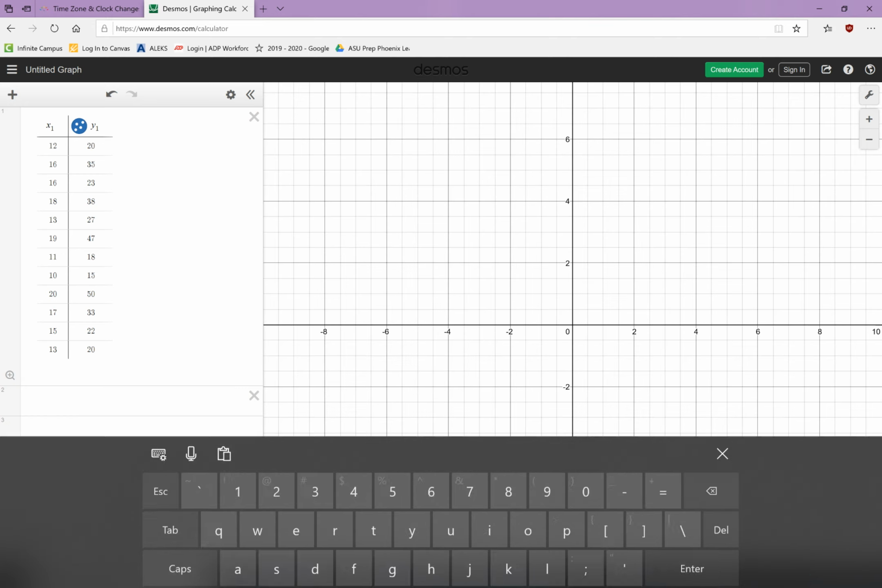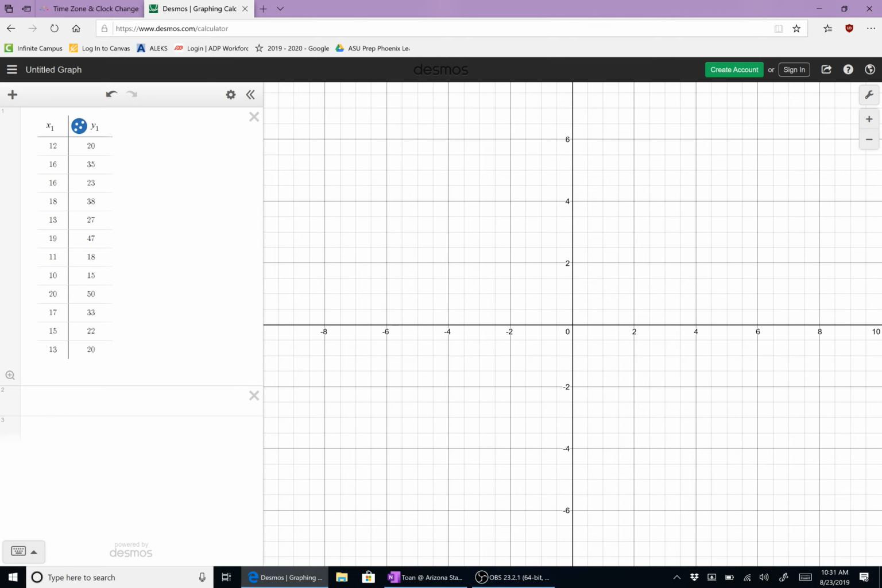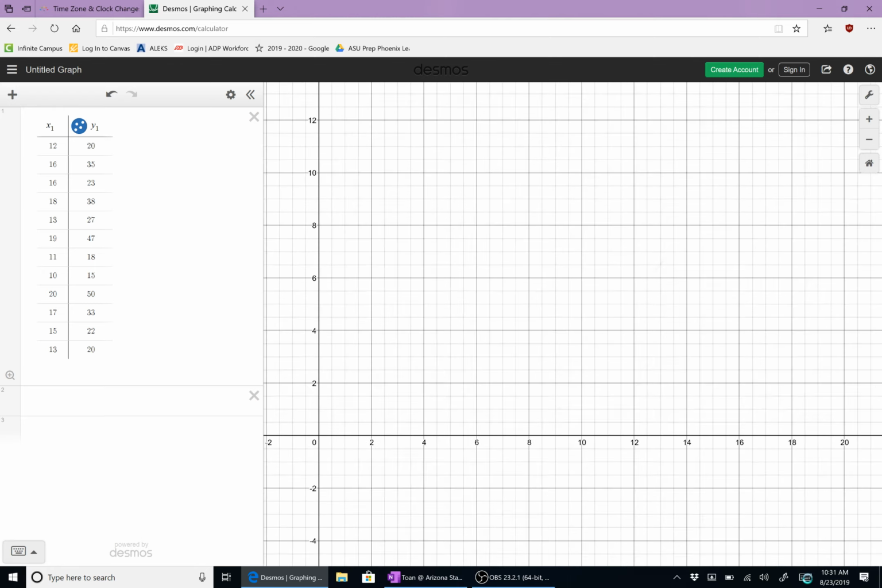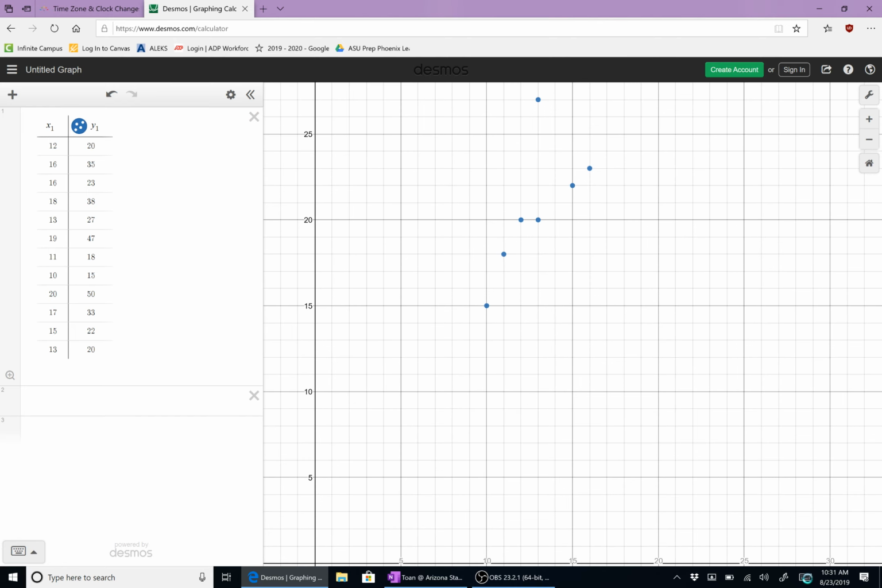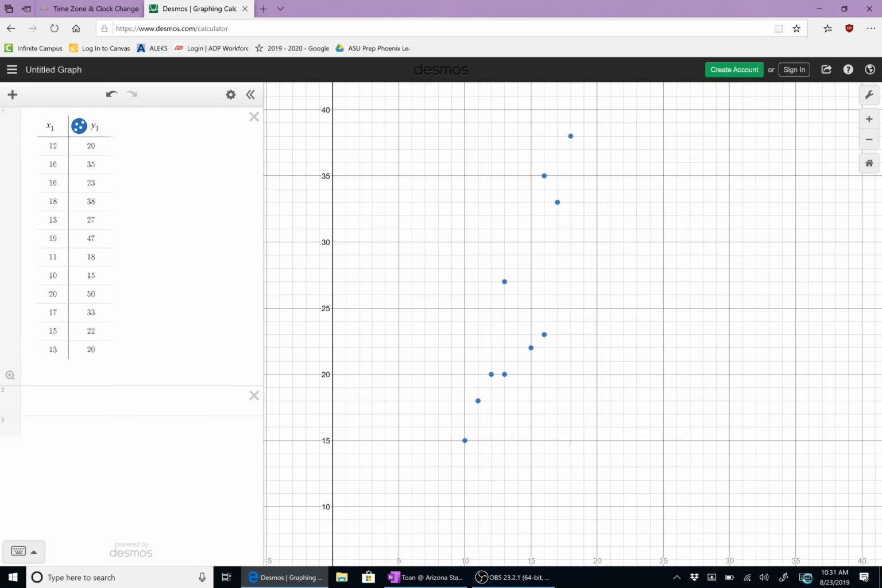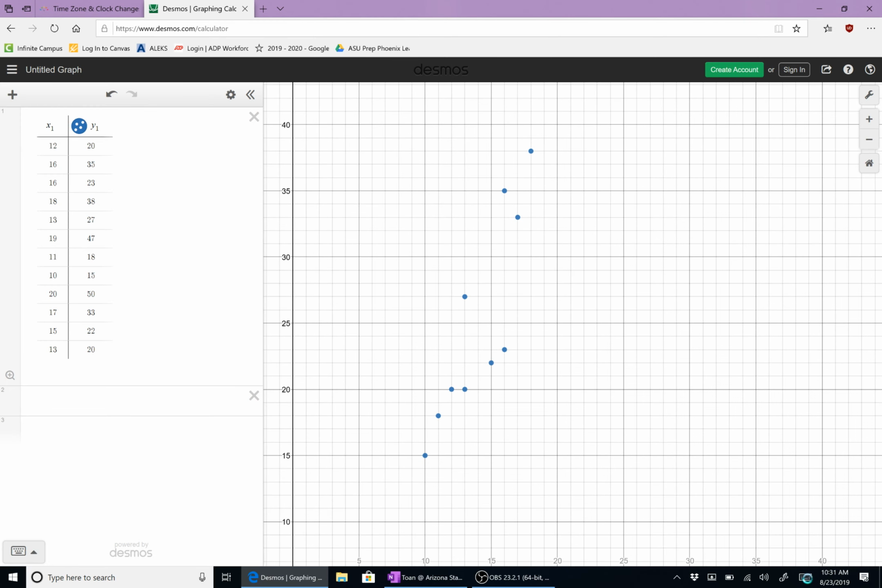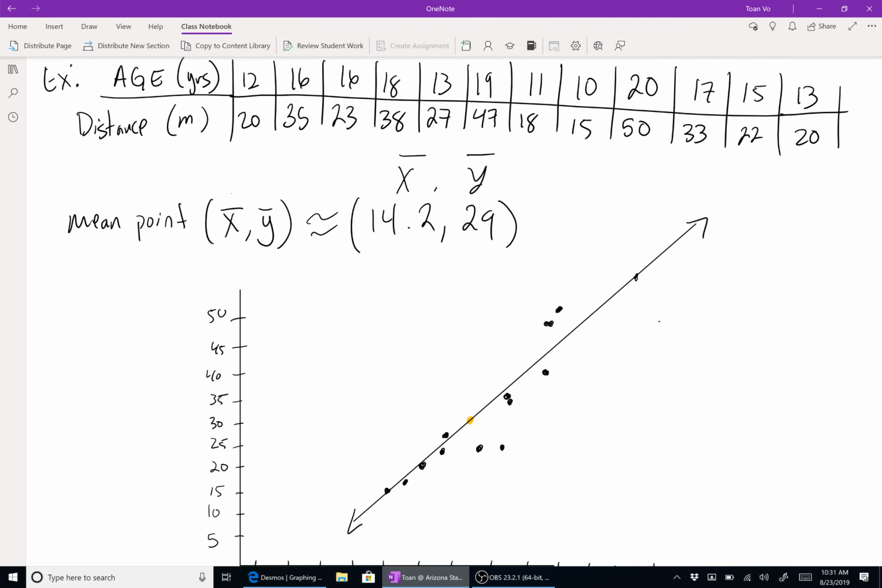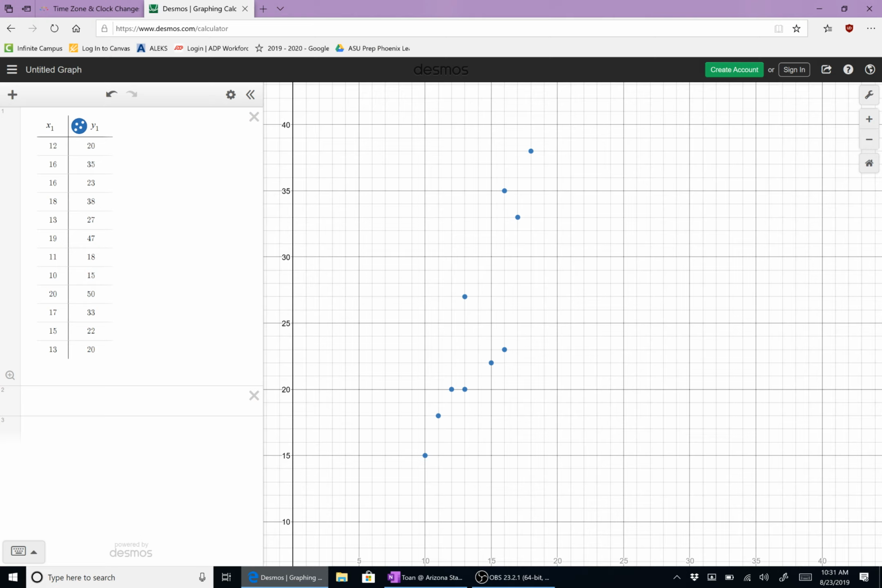And then when you exit out, you're probably going, where's my scatter plot? I don't see anything. Well, notice Desmos will always start at the origin. Our numbers are pretty big. So all you have to do is move the graph, zoom in, zoom out, and then you will see the scatter plot. Look at that. Now, compare the computer to what we did on paper. It's close. No, that's not bad.